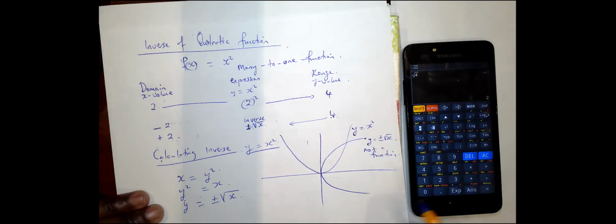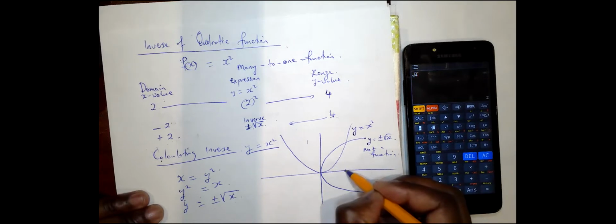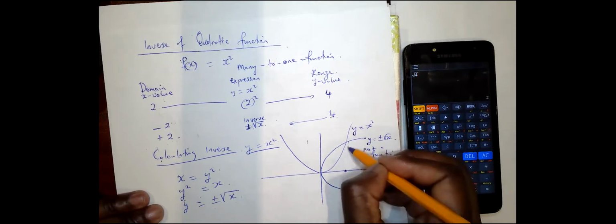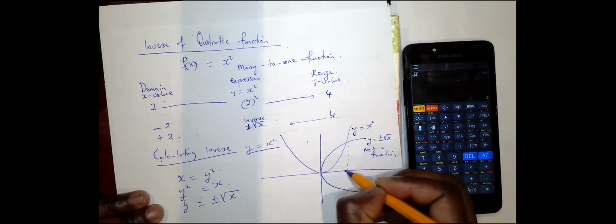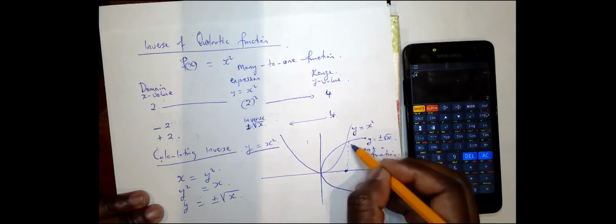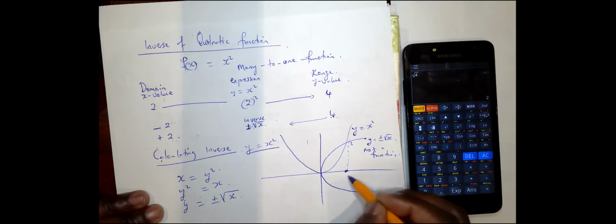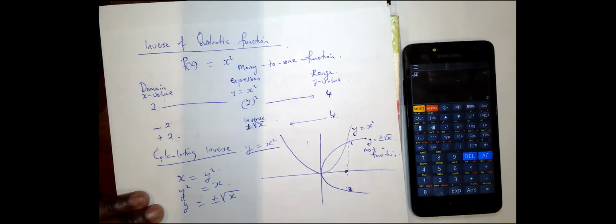Why are we saying that? Because for every x value, we get two values. For every x value, we get one y value and we get another y value. So we don't want that. We must get one y value. So this one is not a function.